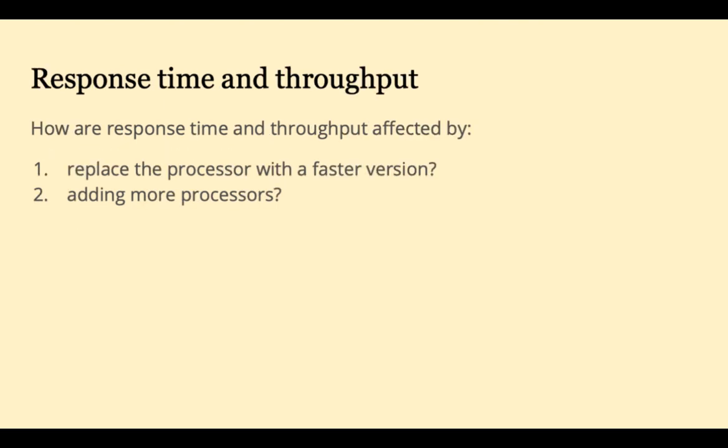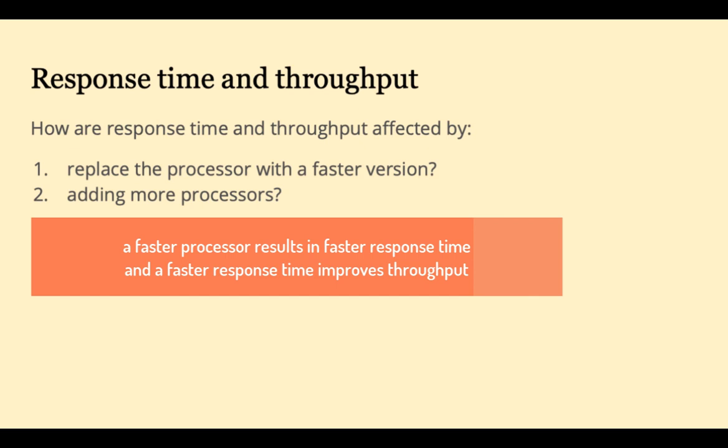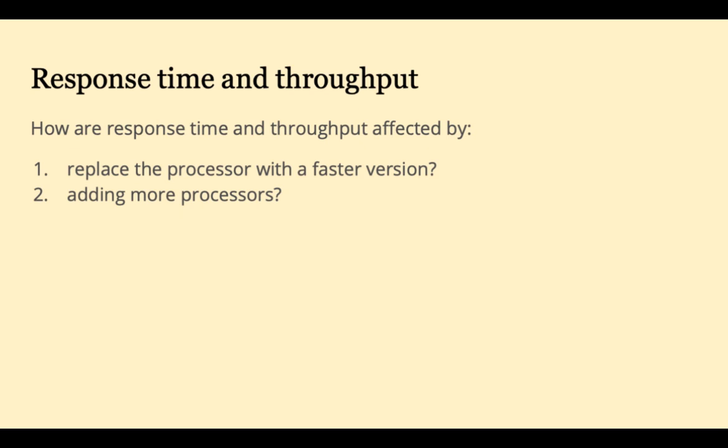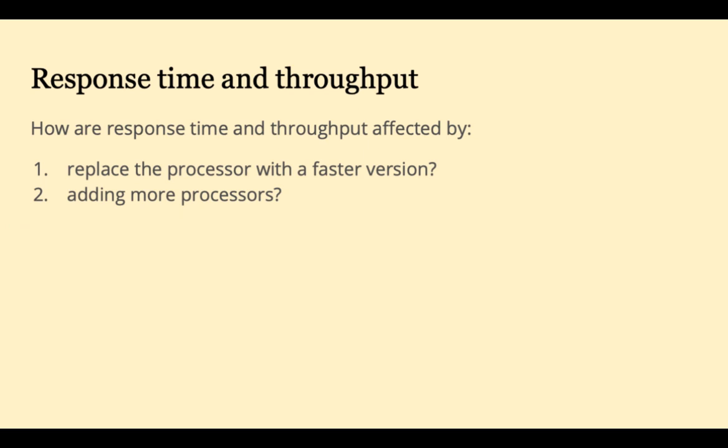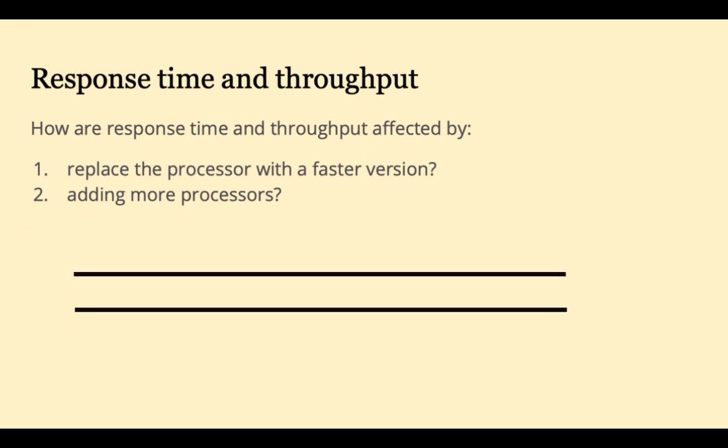Let's think about how response time and throughput would be affected by 1, replacing the processor with a faster version, or 2, adding more processors. Replacing the processor with a faster processor would affect response time and also get better throughput. Adding more processors wouldn't make any one program's response time faster, unless it was programmed for parallel processing, but it would definitely improve throughput.